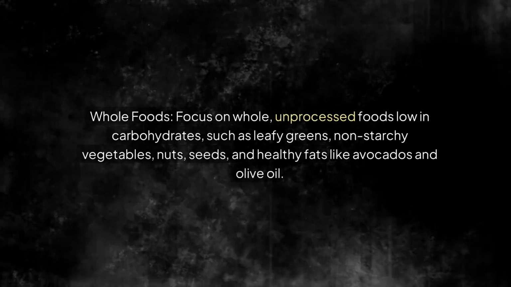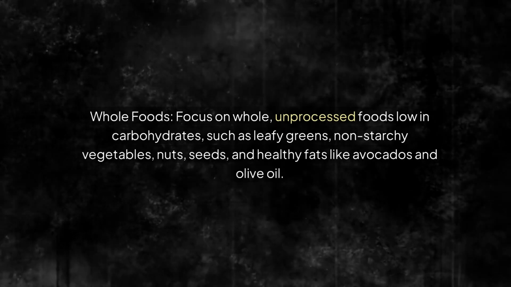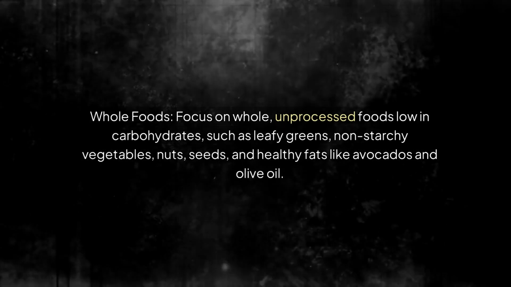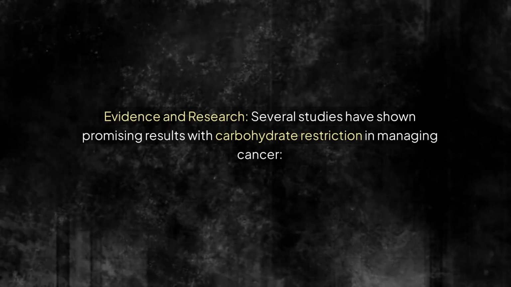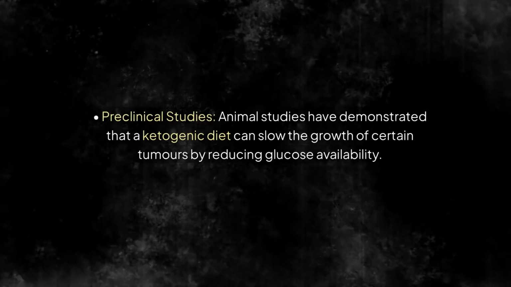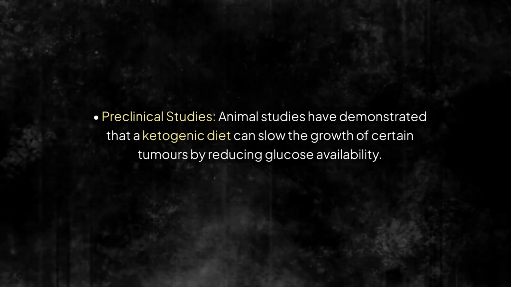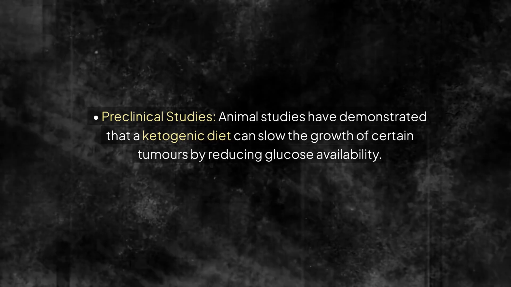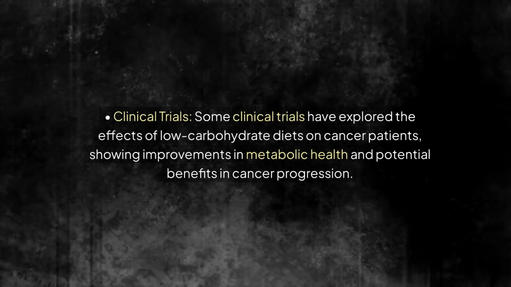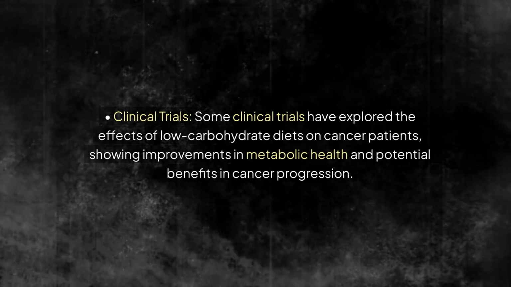3. Whole foods. Focus on whole, unprocessed foods low in carbohydrates such as leafy greens, non-starchy vegetables, nuts, seeds, and healthy fats like avocados and olive oil. Evidence and research. Several studies have shown promising results with carbohydrate restriction in managing cancer. Preclinical studies. Animal studies have demonstrated that a ketogenic diet can slow the growth of certain tumors by reducing glucose availability. Clinical trials. Some clinical trials have explored the effects of low-carbohydrate diets on cancer patients, showing improvements in metabolic health and potential benefits in cancer progression.